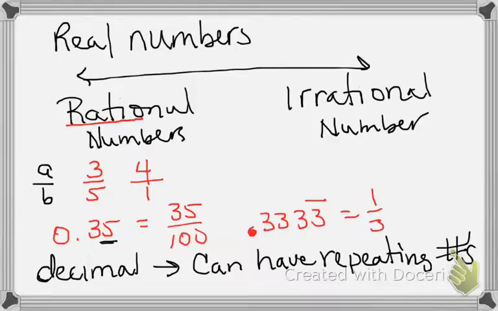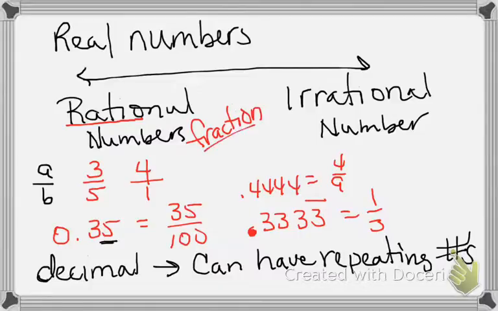All right. So 0.4 repeating is really 4/9. All right, so just wanted to let you know that a rational number is a ratio. It's a fraction, so we just put fraction here. It's a fraction. Otherwise we can make a fraction out of it.